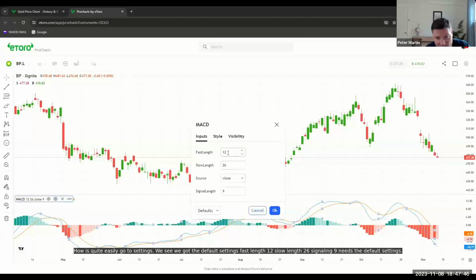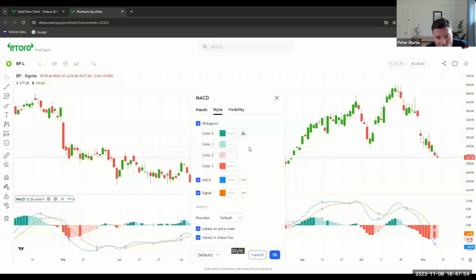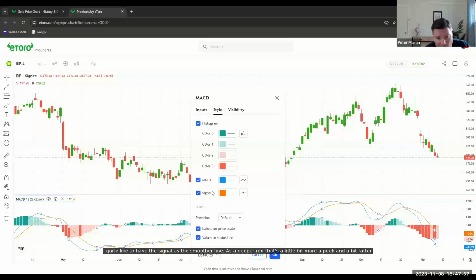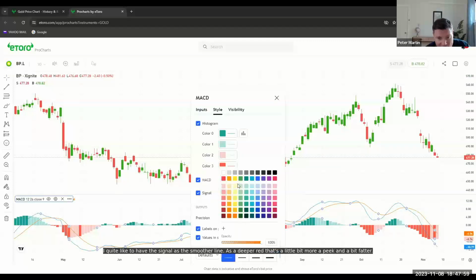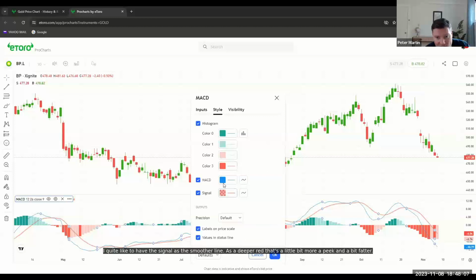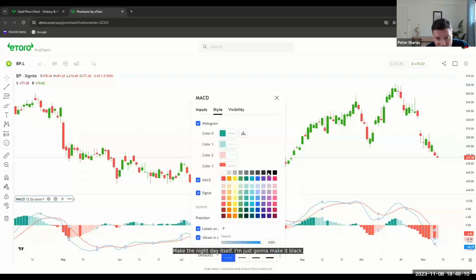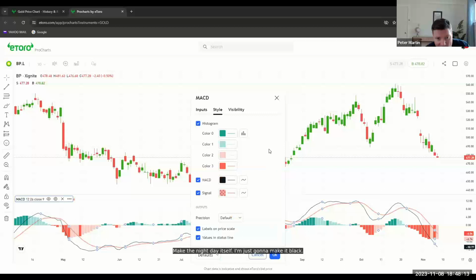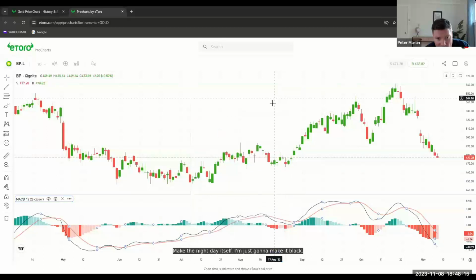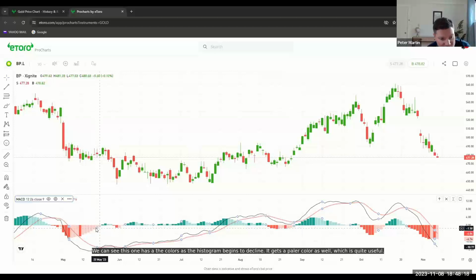We see we've got the default settings: fast length 12, slow length 26, signal length 9. These are the default settings. Style, I quite like to have the signal as the smoother line. That's a deeper red, a little bit more opaque and a bit fatter. And make the MACD itself, I'm just going to make it black. And we can see this one has the colors as the histogram begins to decline. It gets a paler color as well, which is quite useful.